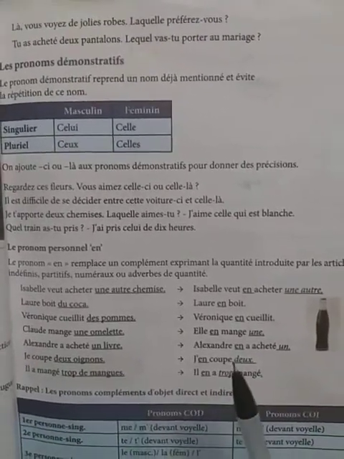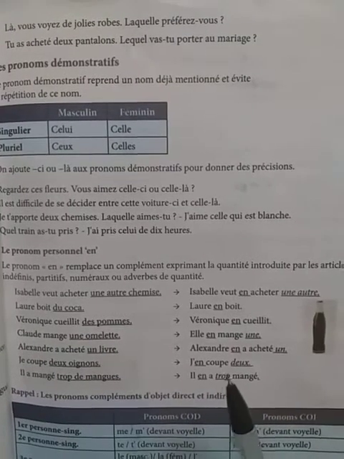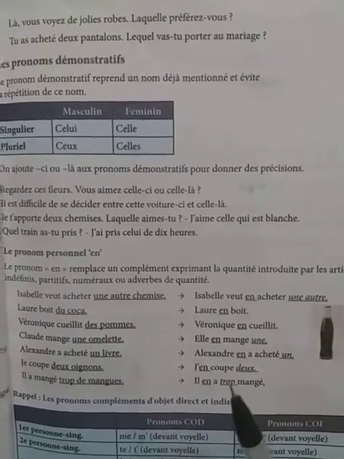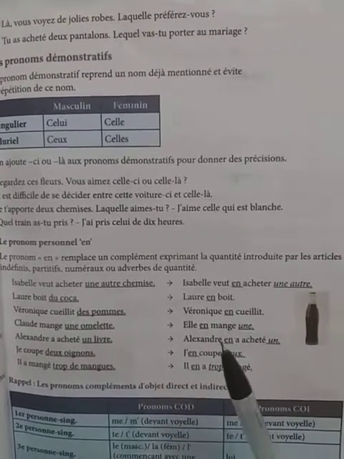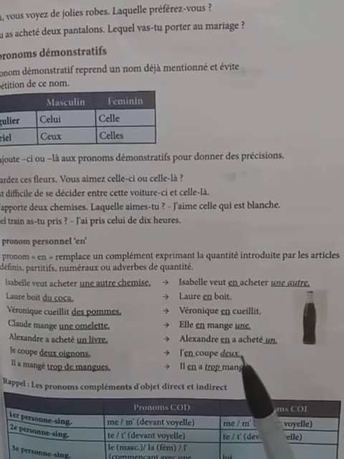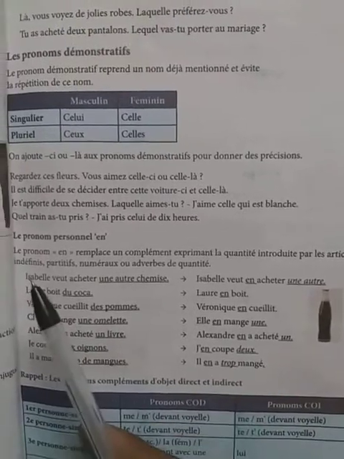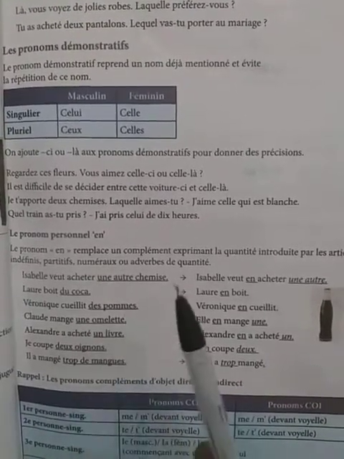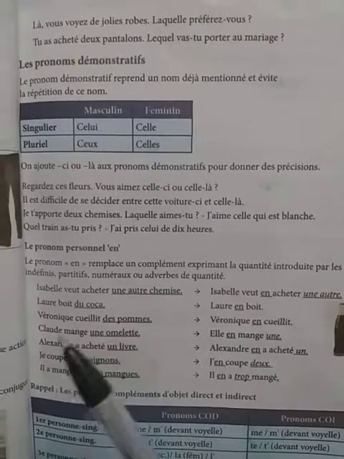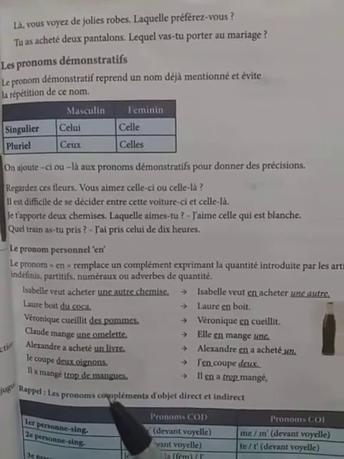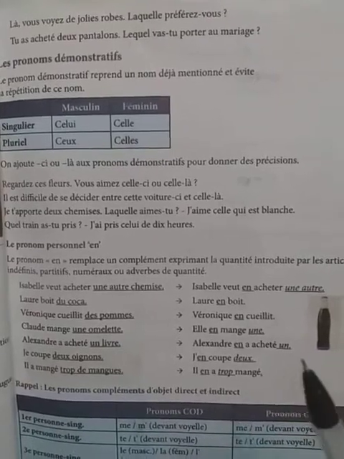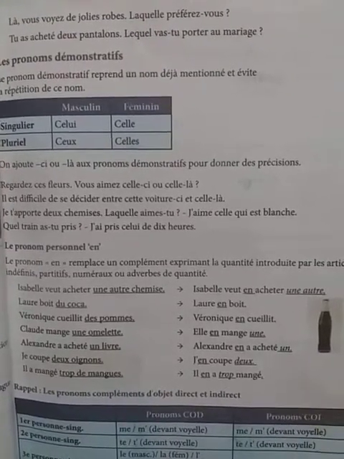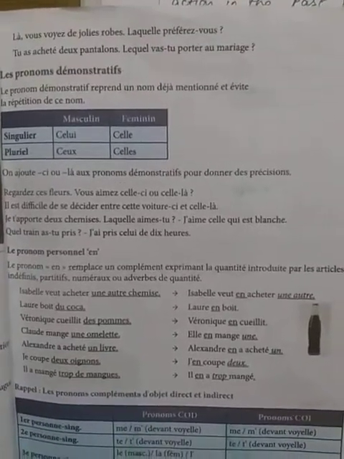Now you understood the personal pronoun they studied last year. Again they are using this year also. Where do you have to use this? If the quantity is introduced by these four: indefinite articles, partitive, numbers and adverbs of quantity, you can use this pronoun and replace it. If numbers are there, precisely mention the numbers, replace the noun. Okay, thank you. See you in the next class.